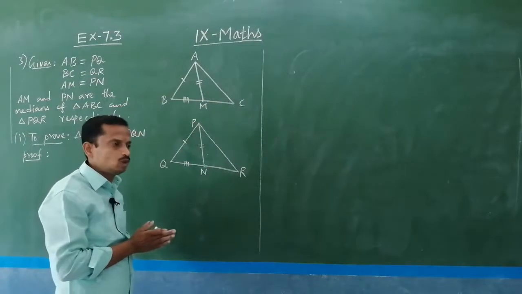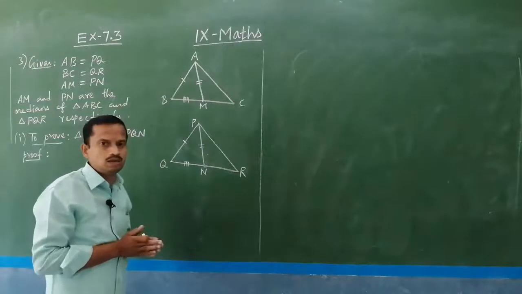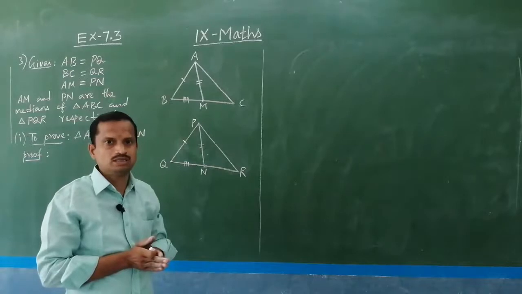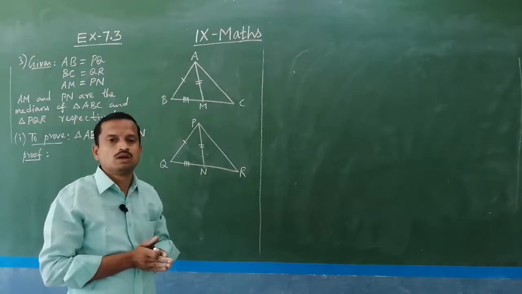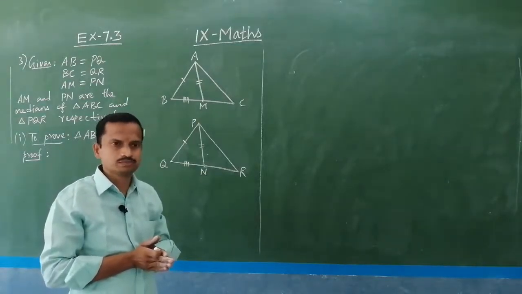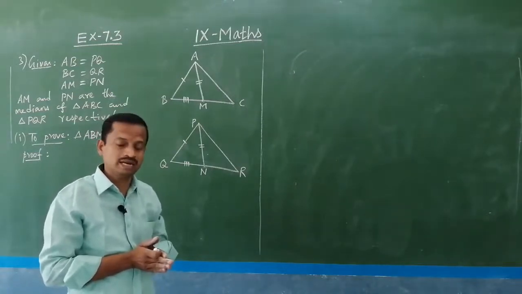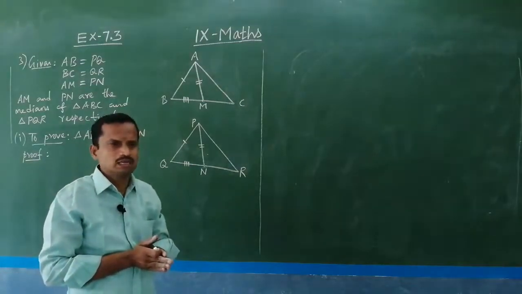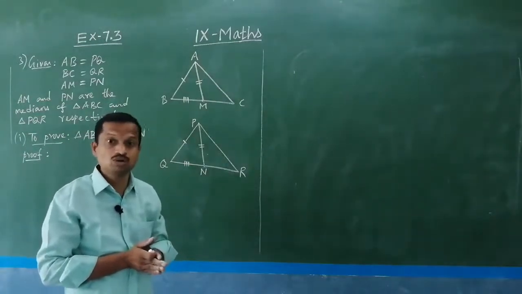So, now we should know what is the median. In the previous sum we learnt altitude. What is altitude? I said altitude means the line segment joining a vertex of a triangle to a point on the base, the point which makes perpendicular, that means angle 90 degrees with the base. The line joining a vertex and the point on the base which makes 90 degrees with the base BC, that is altitude.